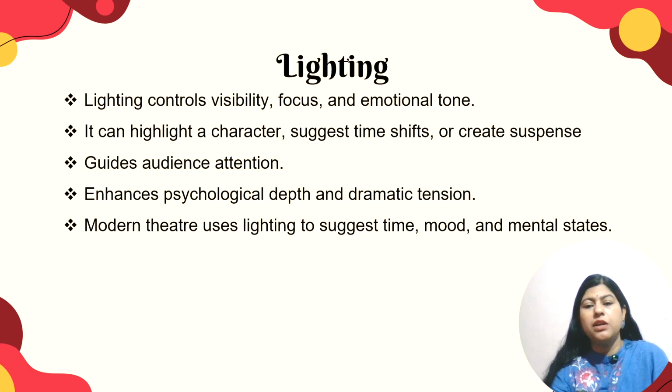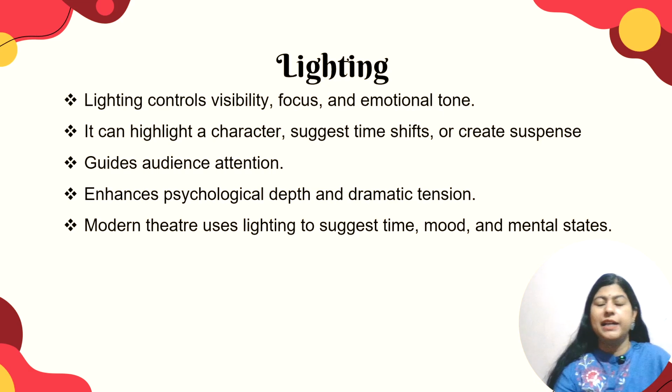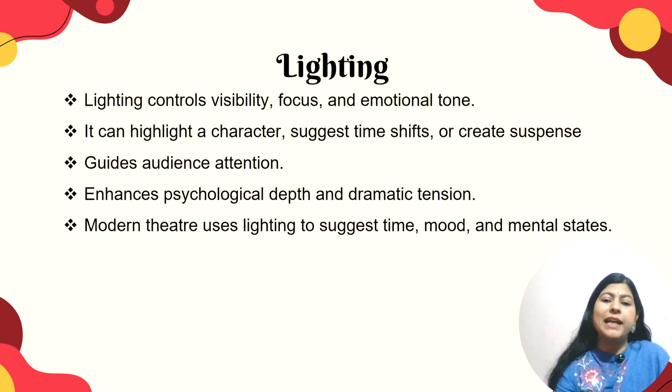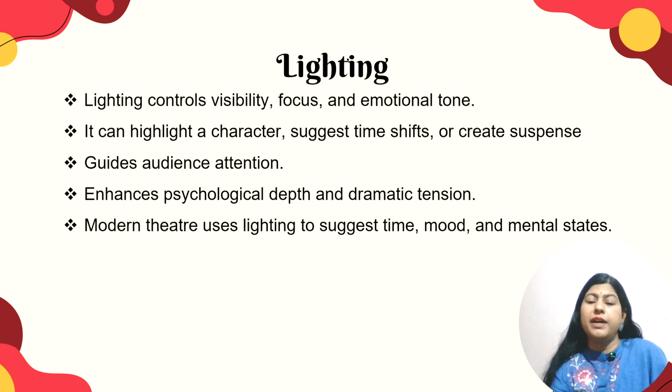However, in modern theatre, lighting has become even more versatile, and it can suggest time shifts, like morning sunlight, evening glow, and even so many psychological states. For instance, a sudden flash of red might symbolize anger or violence, while a cool blue wash might suggest melancholy or detachment. So here we can understand that lighting doesn't just make actors visible, but it makes emotions visible.